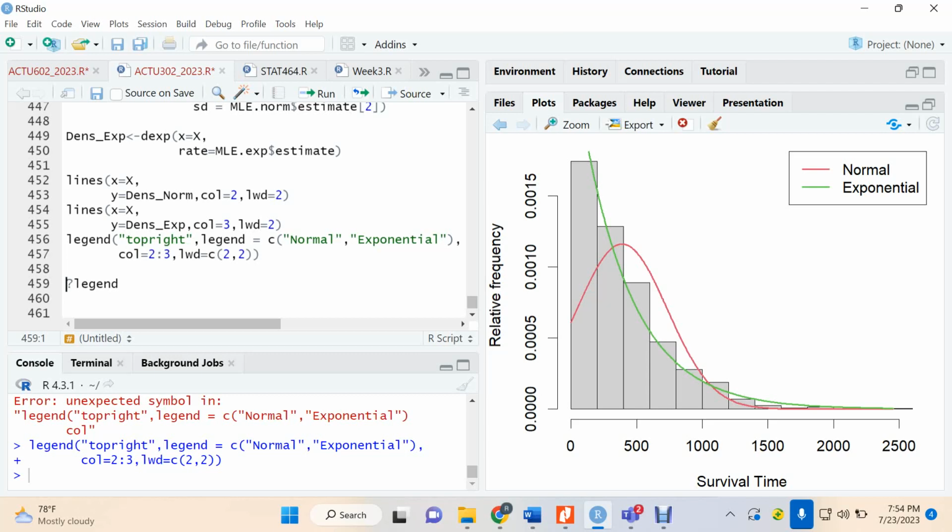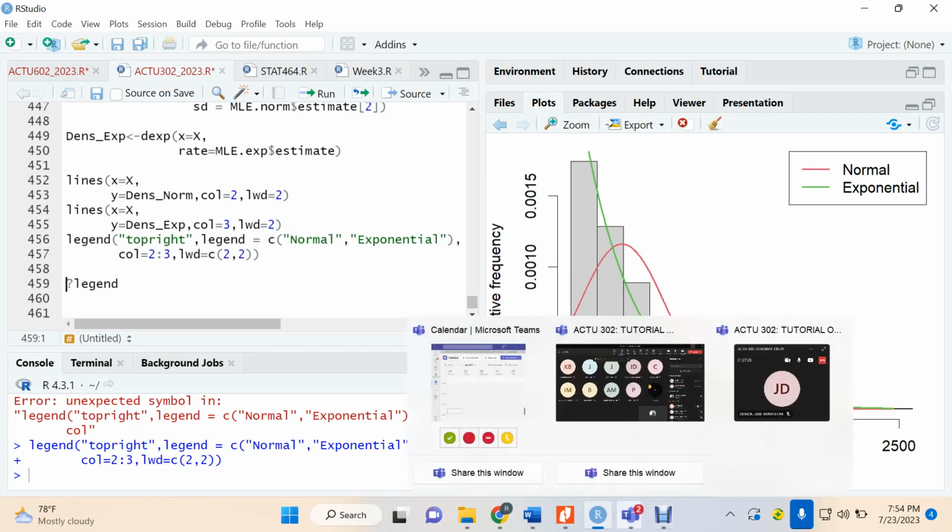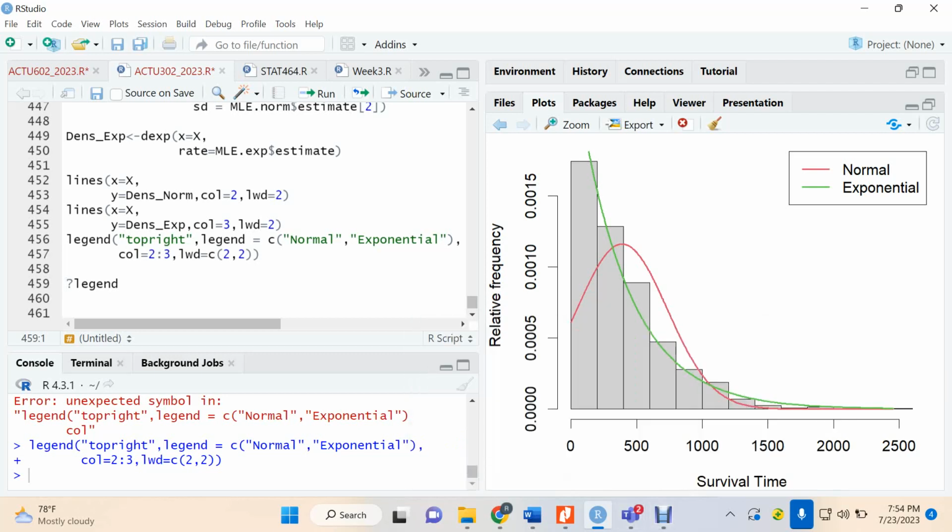Yes. Is it the normal or the exponential? The normal. Exponential. Yeah, exponential. It fits it quite better.